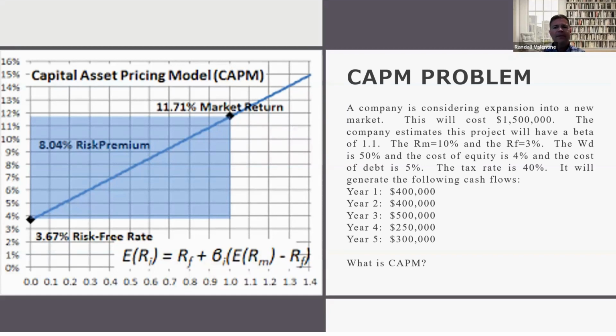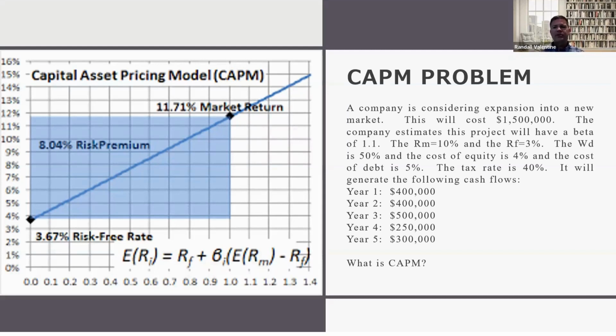So a company is considering expansion into a new market. This will cost 1.5 million. The company estimates the project will have a beta of 1.1. Okay, that's the first thing we need. Second thing, the return on market is 10% and the risk-free rate is 3%. All right, we just got everything we need in order to compute CAPM.